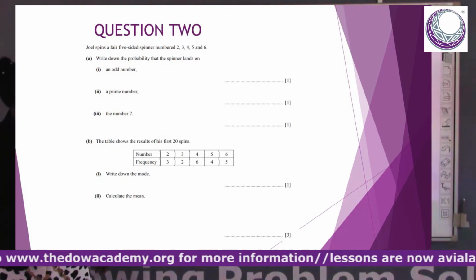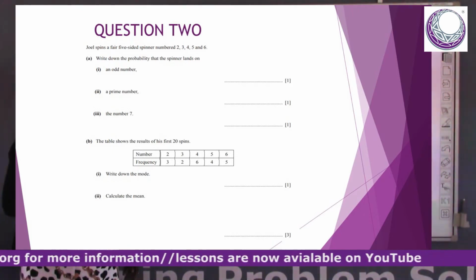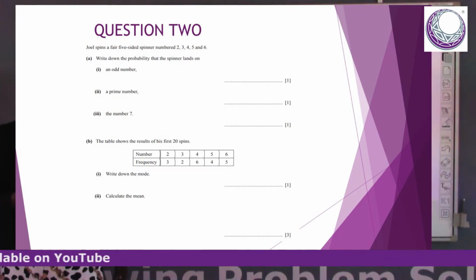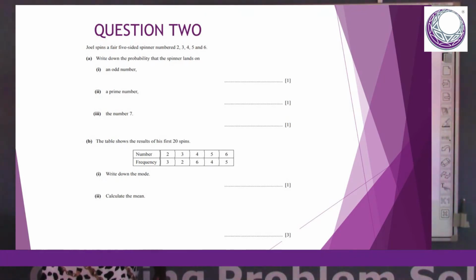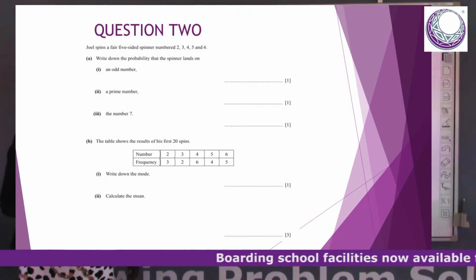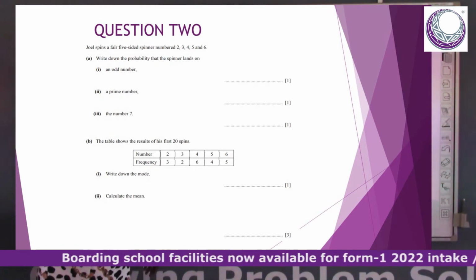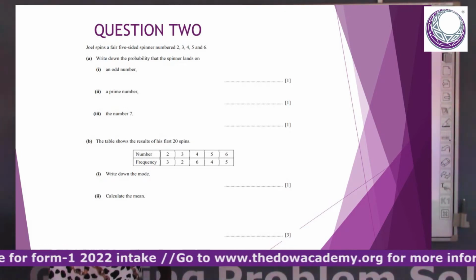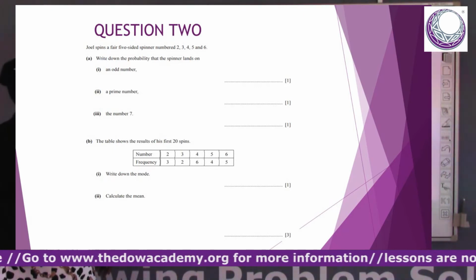The second one says a prime number. There comes the situation where I said sometimes we miss it. We think 2 is not a prime number, but 2 is a prime number. We have 2, we have 3, and we have 5. So 3 out of 5 numbers there. That's the probability, 3 out of 5.